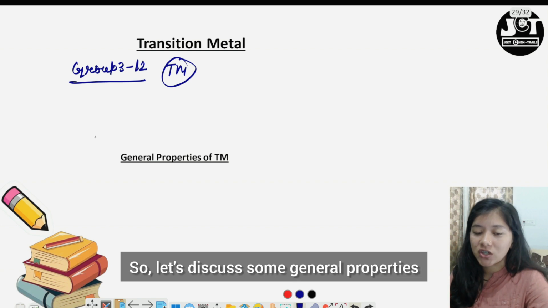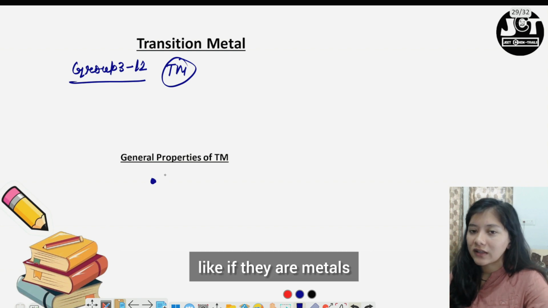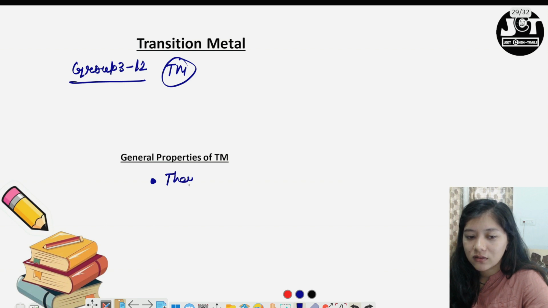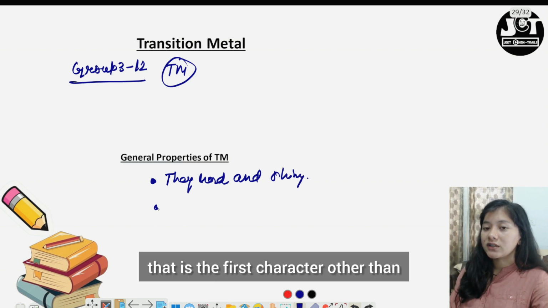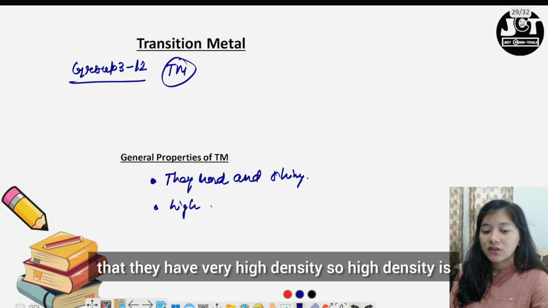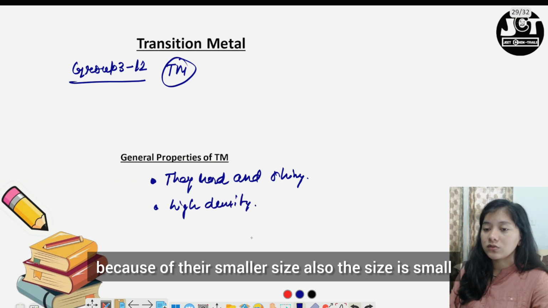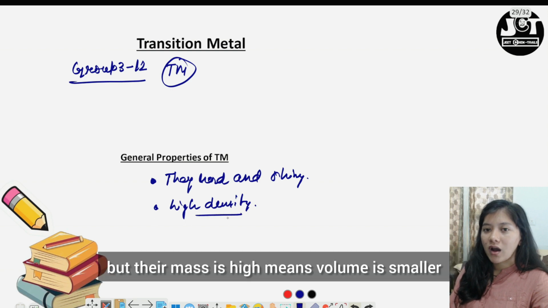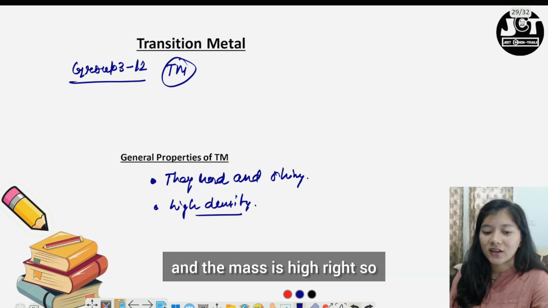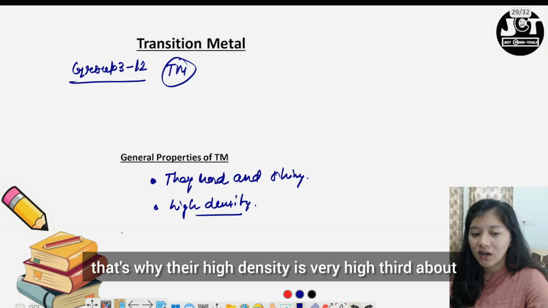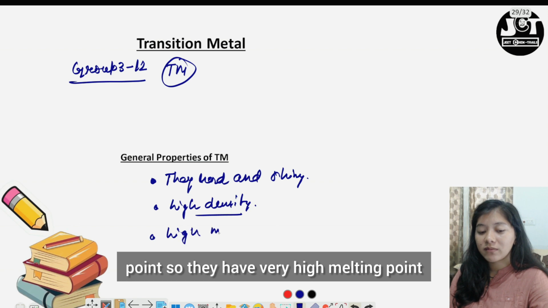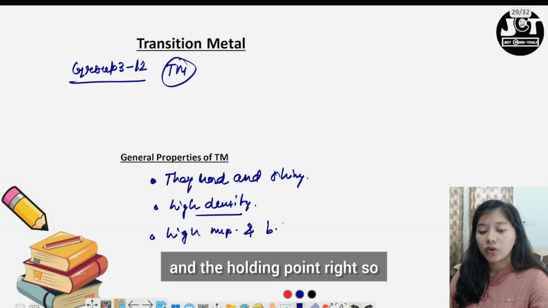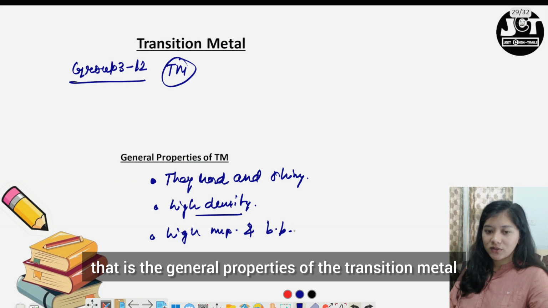So let's discuss some general properties of these transition metals, like if they are metals. First, they are hard, and some are also shiny. Other than that, they have very high density. The high density is because of their smaller size also. The size is small but the mass is high, meaning the volume is smaller and the mass is high, so their density is very high. Third, which we need to remember, is their melting point. They have a very high melting point and boiling point, right? So those are the general properties of the transition metals.